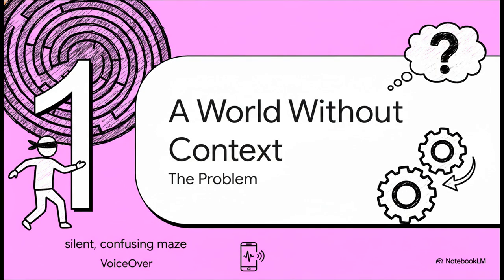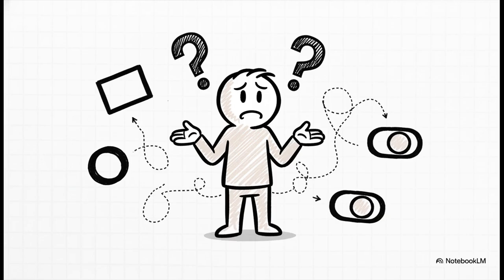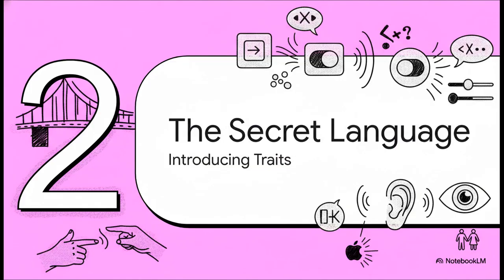For anyone who relies on assistive tech like VoiceOver, that's Apple's screen reader, of course, a beautiful UI can feel like a silent, confusing maze. It creates this huge context gap. It's really that simple. When an element on the screen doesn't say what it is or what it does, the user is left completely in the dark. This doesn't just hurt the user experience, it can totally break it, making an app feel unusable. So, how do we fix this? How do we bridge that gap?